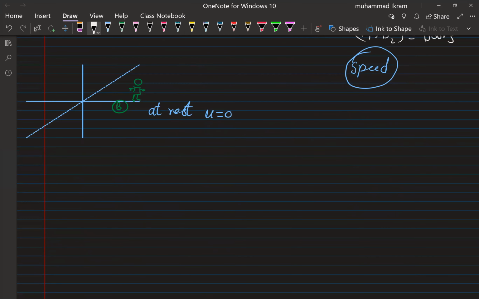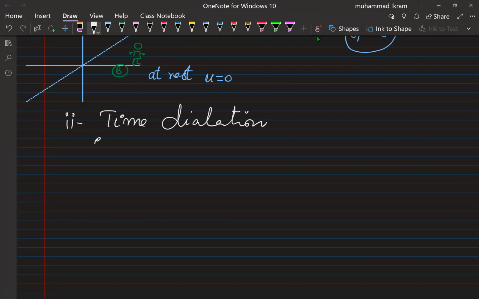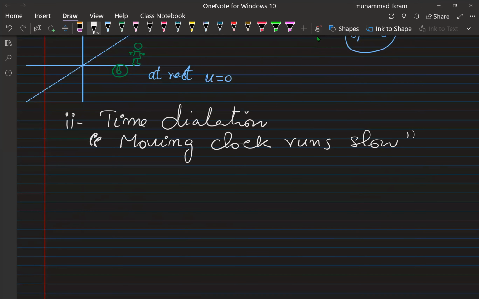The next application here is time dilation. To make a long story short, that is how one can travel into the future. Time dilation is that a moving clock runs slow. Moving clock ticks slow.